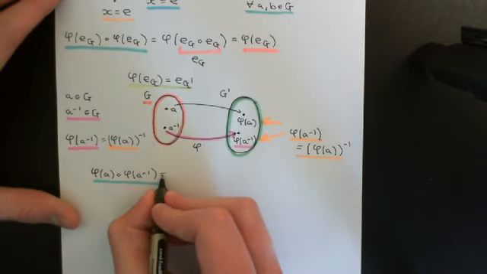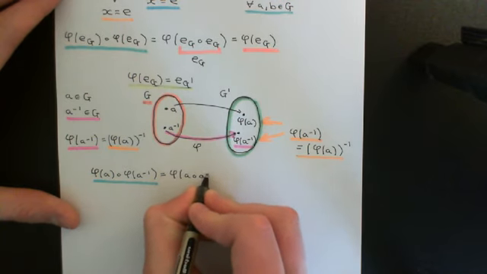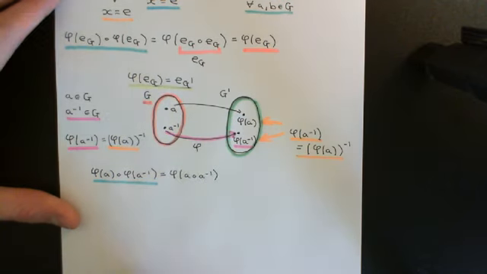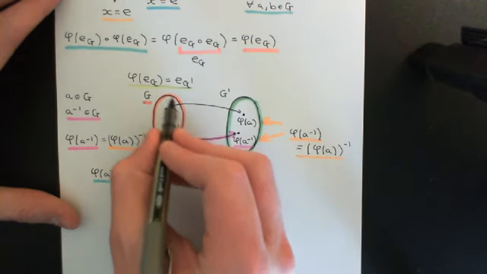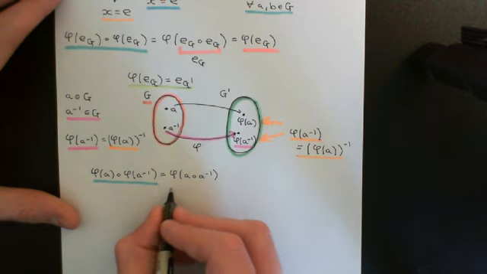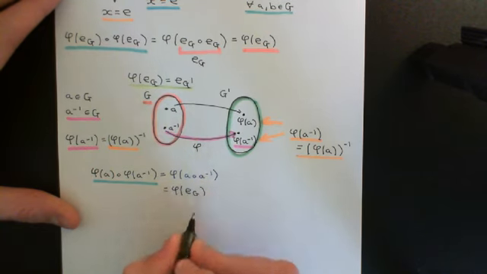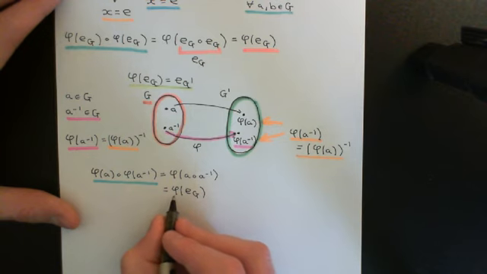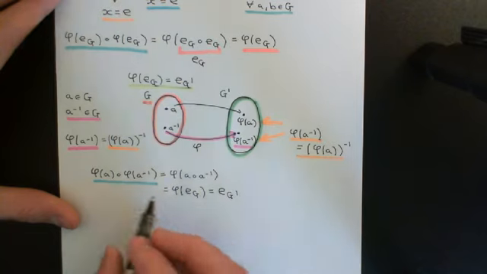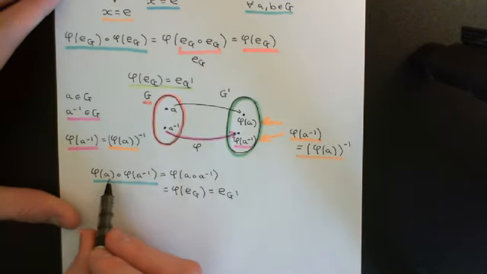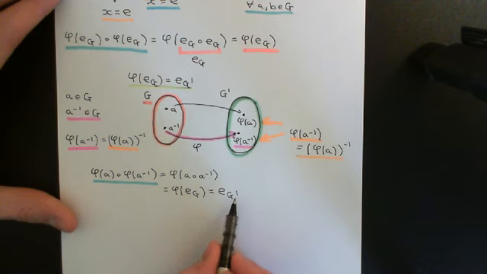So I'm going to rewrite this as phi of A composed with A inverse. Then of course I can compose A and A inverse together in my domain group, which will give me the identity in G. And then we know that phi of the identity of G is just equal to the identity in G prime. So now I do indeed know that phi of A composed with phi of A inverse is going to give the identity in G prime.